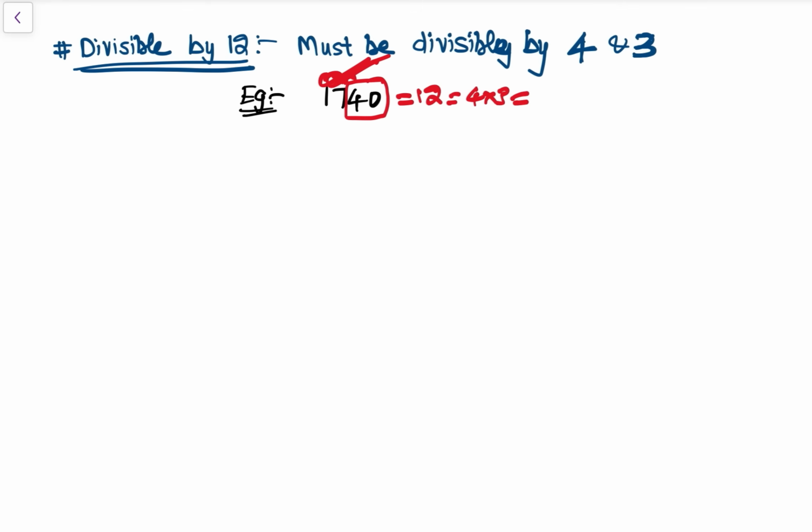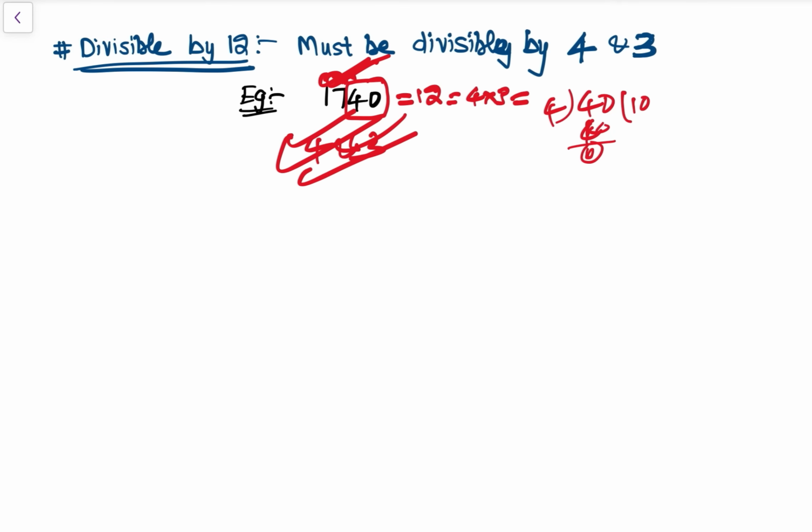Divisibility rule of 4 is what? Last two digits must be divisible by 4. So 44. So 4 tens are 40. So remainder 0. Yes, divisible by 4. So divisible by 4 and divisible by 3. So it is divisible by 12. Simple. If it is divisible by 4 and it is divisible by 3, then the number is divisible by 12.